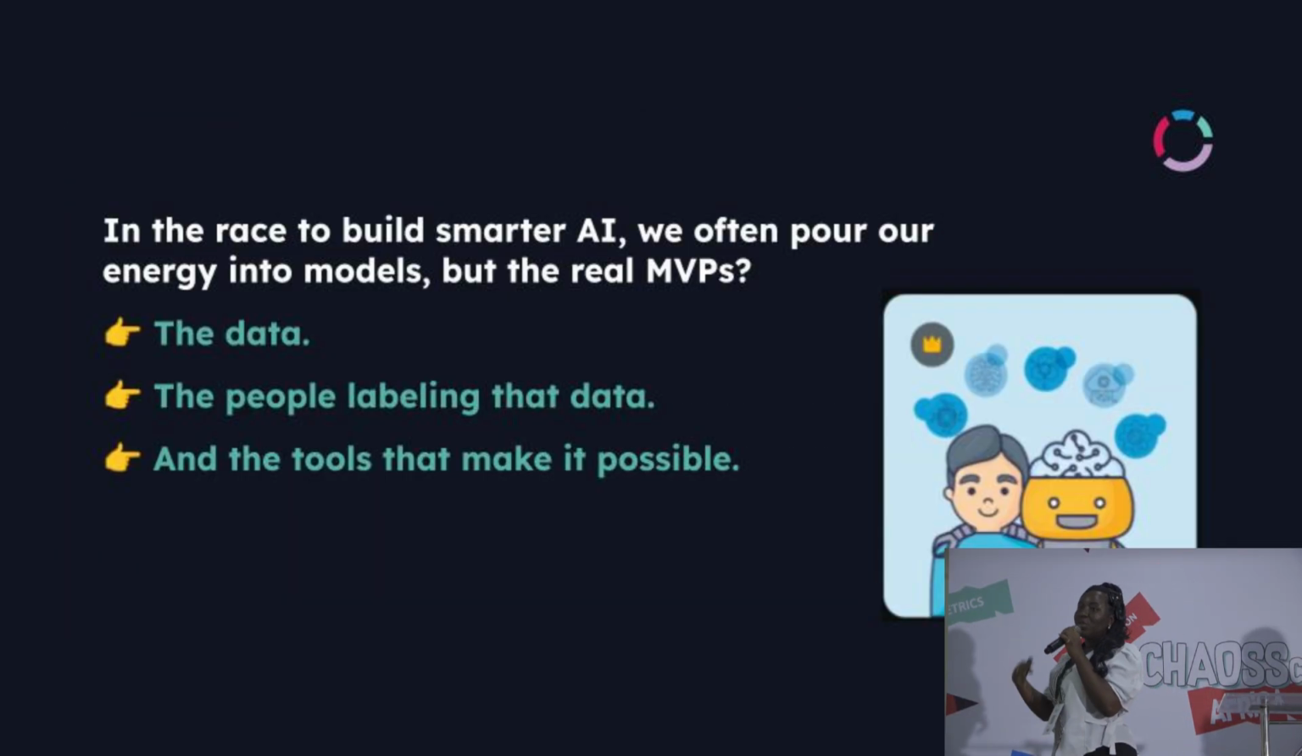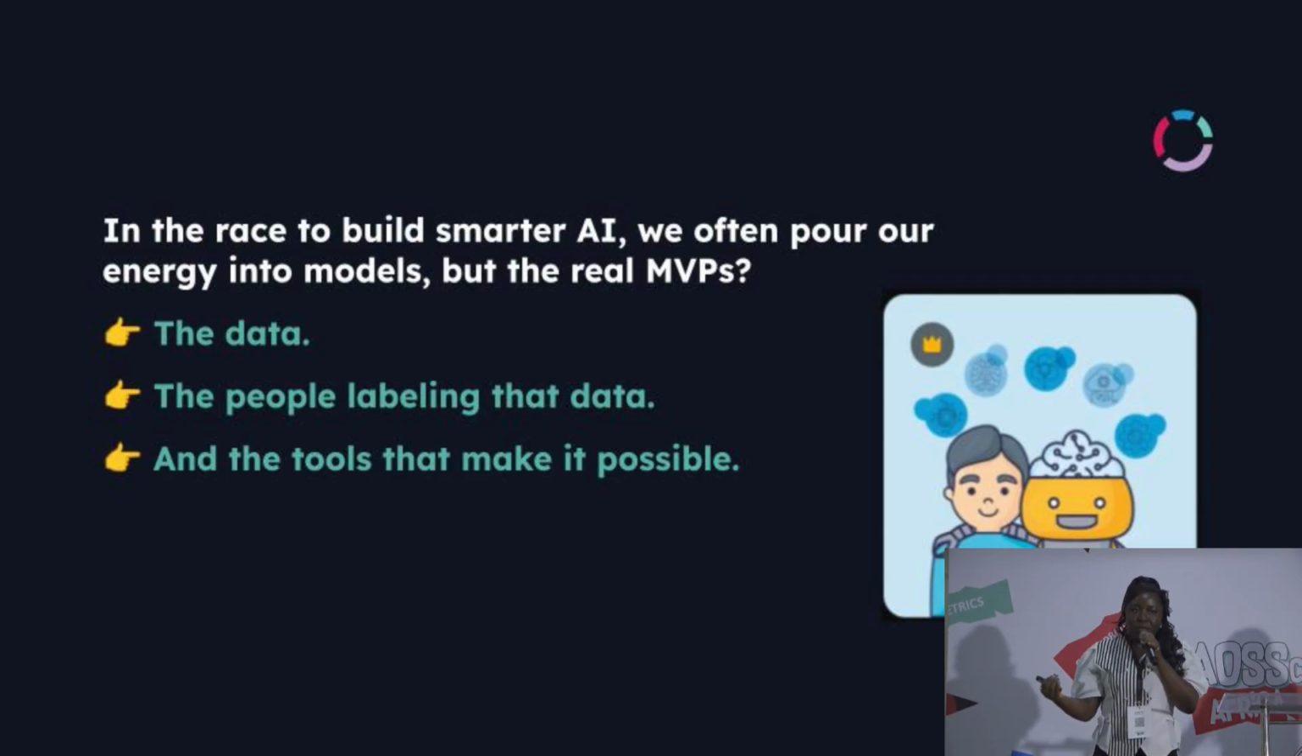Okay, so in a race to build smarter AIs, we often pour our energies into models, but we forget who the real MVPs are. We forget the people behind the tools that we're using that are functioning for us. And here are three things to actually consider. That is the data, the people labeling that data, that is the annotators, and also the tools that make this possible. That is the platform that you use, those tools you use. These are the three things that are very important when it comes to actually building smarter AI.